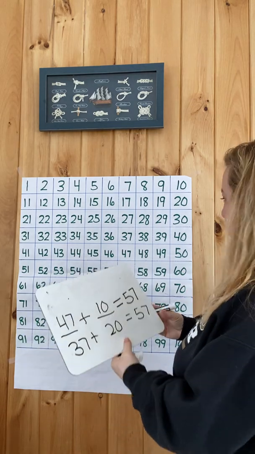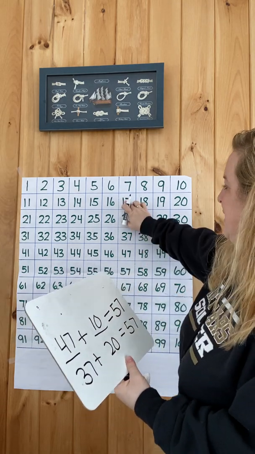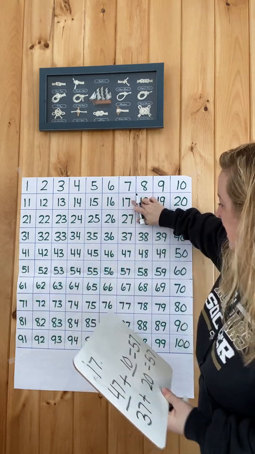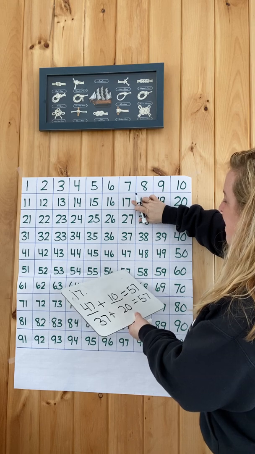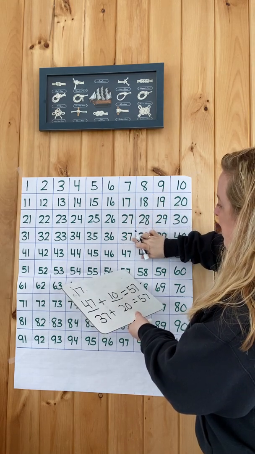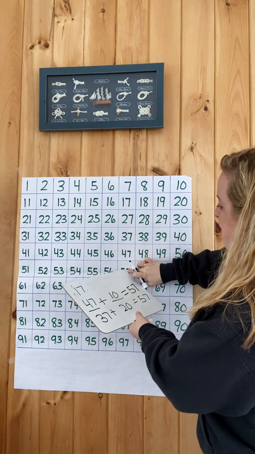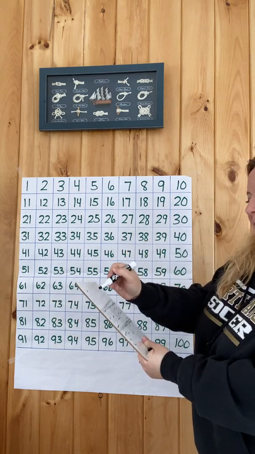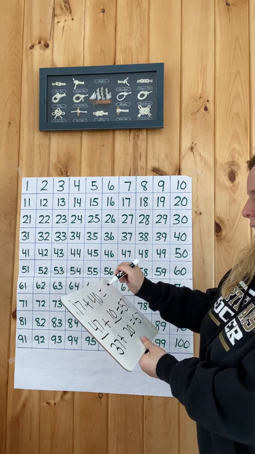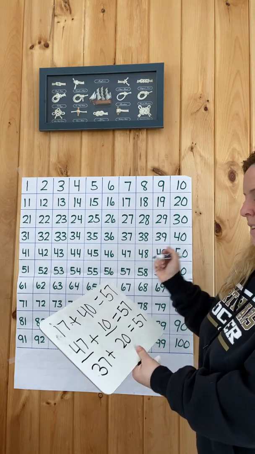Alrighty, let's see what else. What if I started with 17? So here's 17, and I want to get to 57, so I would have to add 10, 20, 30, 40, wouldn't I? So 17 plus 40 equals 57.